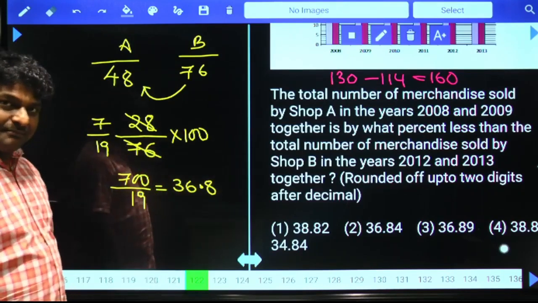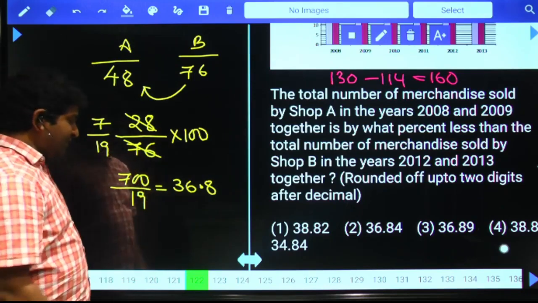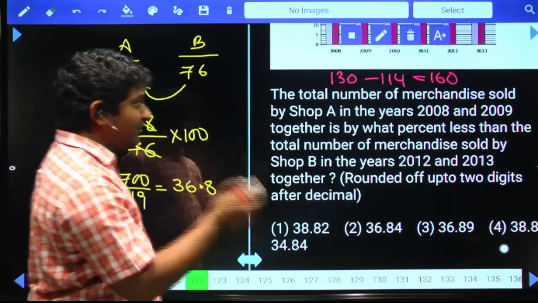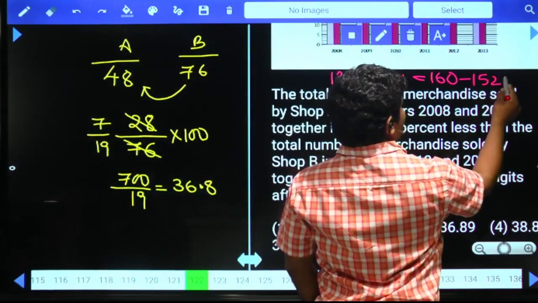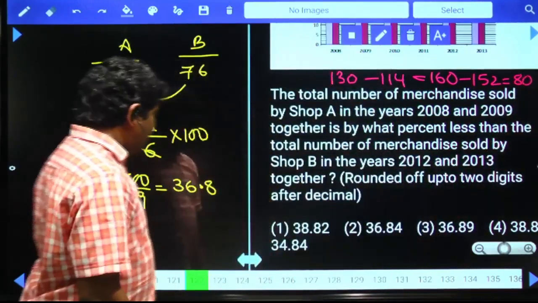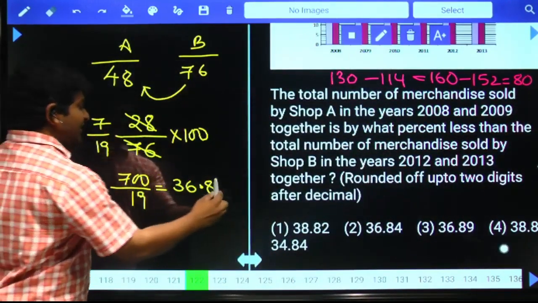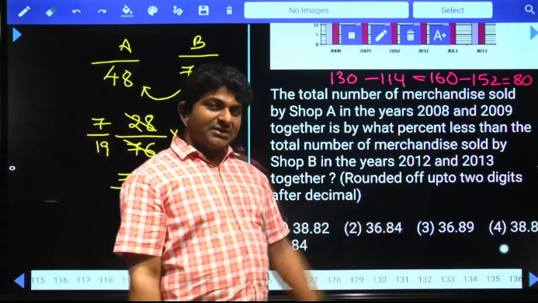2 options are there. Again we have to continue. 19 8 times, which is 160 minus 8, 152. From this, if 152 is subtracted, how much is left? 8. As you have decimal, it becomes 80. In 80, how many 19s are there? 4 times. 36.84. Second option answer.